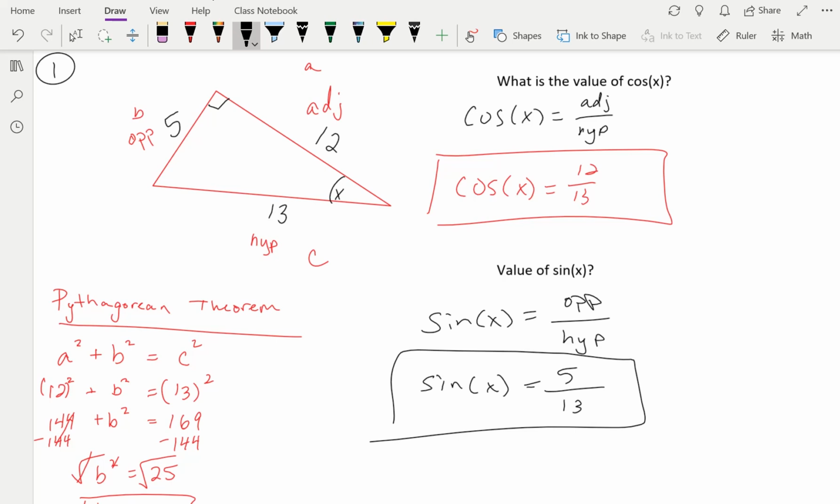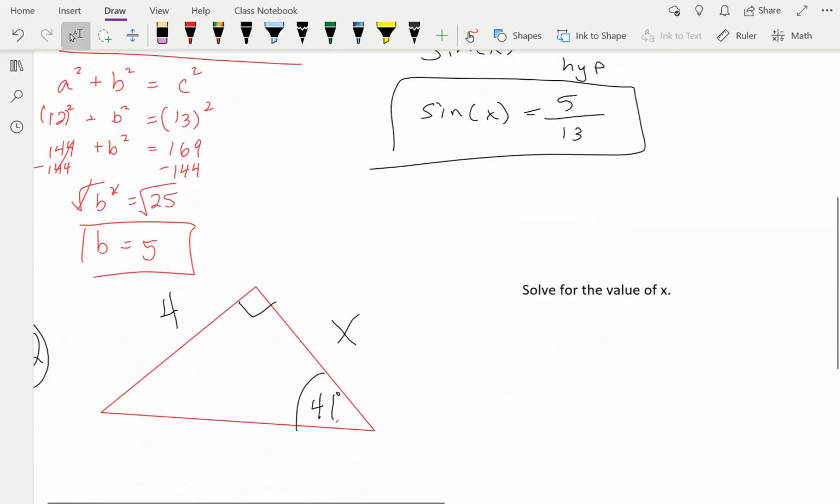And that is our answer. So what we did there, just to sum it up, for the first one, we were given all of the information. We just needed to know what the ratio was. For the second part, we did not have one of the sides for the ratio, so we needed to use the Pythagorean theorem to find that side, and then we used the ratios that we know to find out what sine of x is.